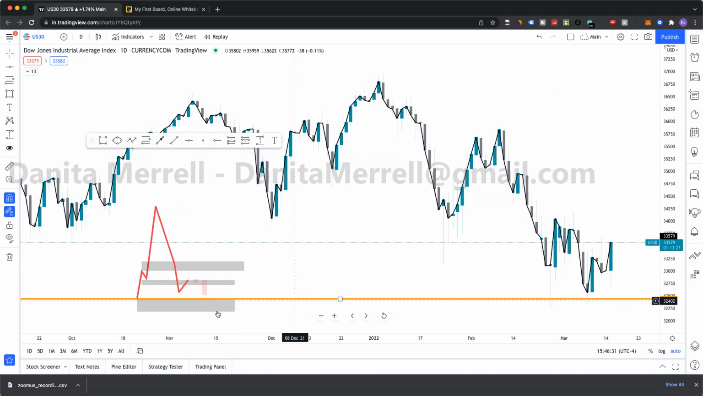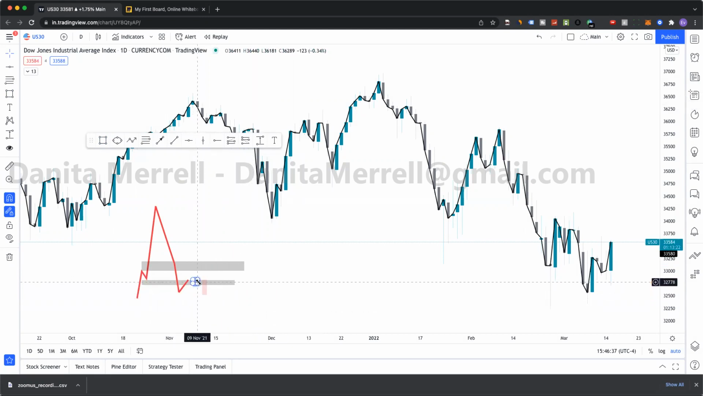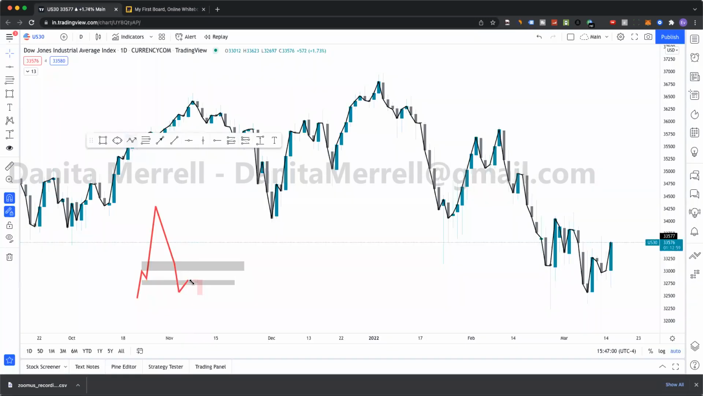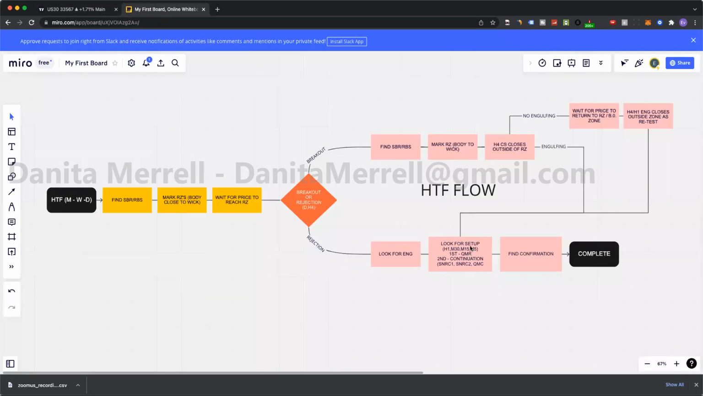Let me just remove this real quick. So this would be an engulfing, if you can see that. This engulfing is outside of our rejection zone on our H4. If there is an engulfing pattern, then we just continue down. This is already our engulfing right here. We would highlight that and then go and look for the setup, H1, M30, M15, and so on, and then find the confirmation and continue the flow.